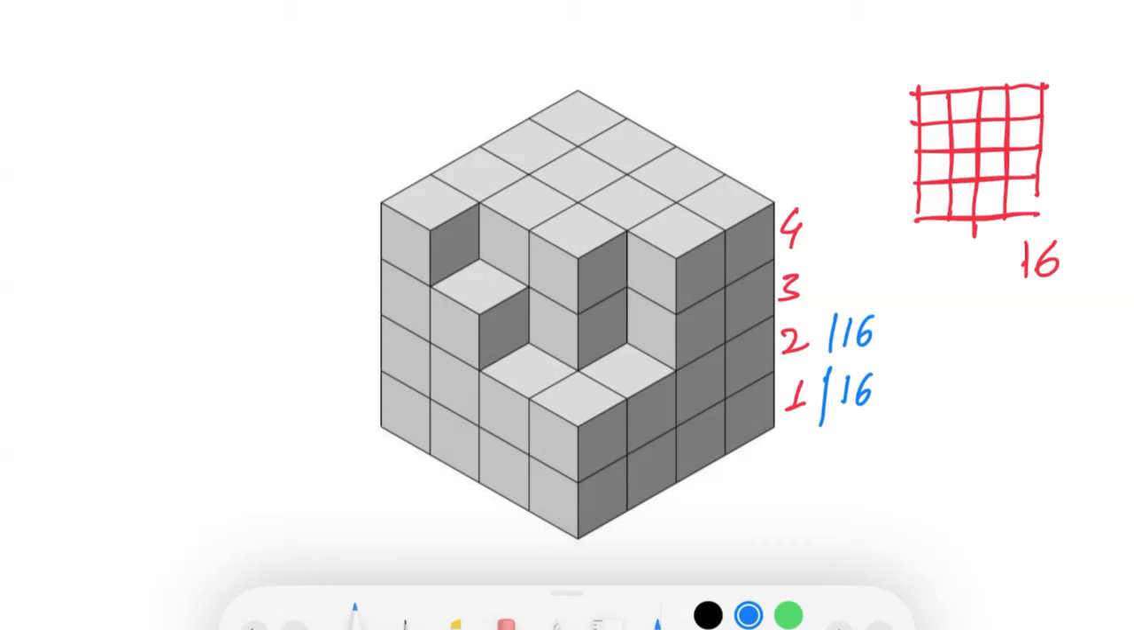Okay. Now what is happening here? How many you can see missing? You can see 1 missing, 2 missing and 3rd missing. So we can call it 16 minus 3, or we can simply call it 13.